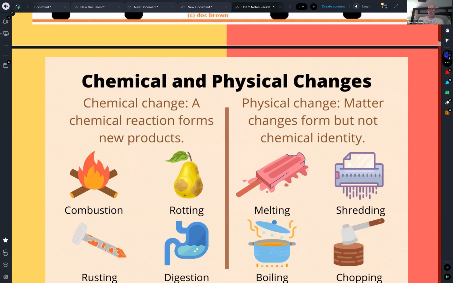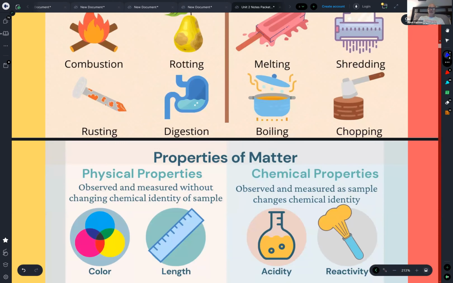When wood burns, it turns to ash. You cannot change that. When we digest food, well, the byproducts of that, you wouldn't want to go near them for very long. And then the rusting, of course, is the same scenario. If you leave your bike out, it's going to turn into a powder, and there's no going back from that.